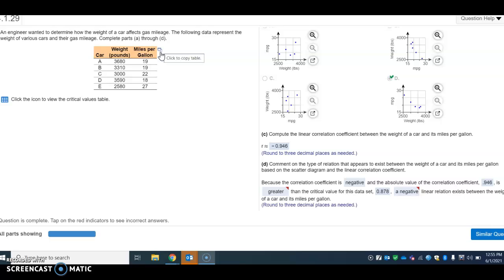All right, so if you open this data in StatCrunch and do a dot plot of it, it looks like this, choice D. And we can also compute the linear correlation coefficient in StatCrunch. So we can open this in StatCrunch.